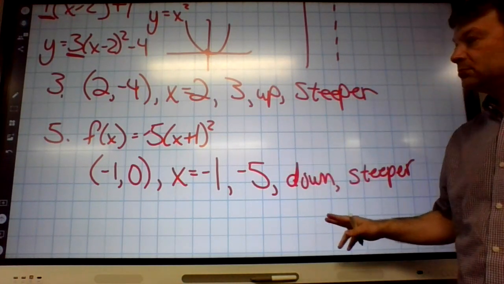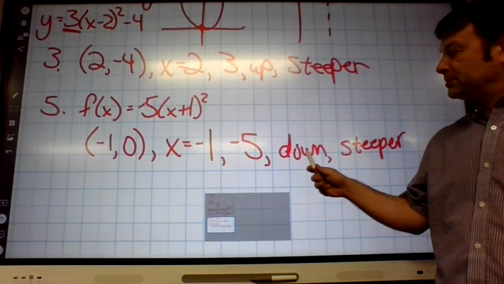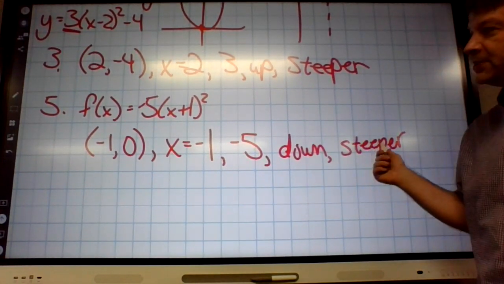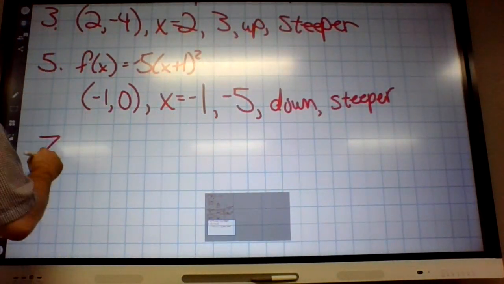So what do you do if the number is positive? Well, it would go up. And if it's bigger than 1, it's still steeper. If it's less than 1, it's flatter.